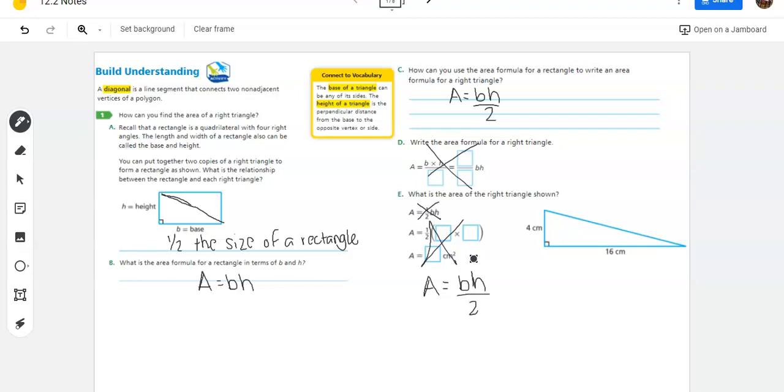So if I look at this and I look over here, I'm going to go ahead and plug my numbers in. I have 16 and 4. So we have 16 times 4 divided by 2. If you plug that into your calculator, you will get 32. Our label is centimeters, and since we're doing area, it is squared, and you circle your answer. That's all there is to it.